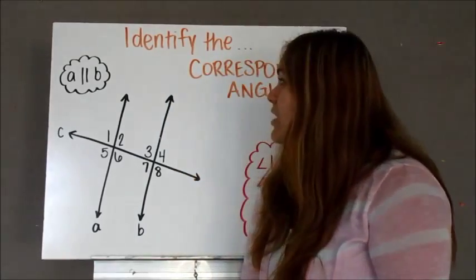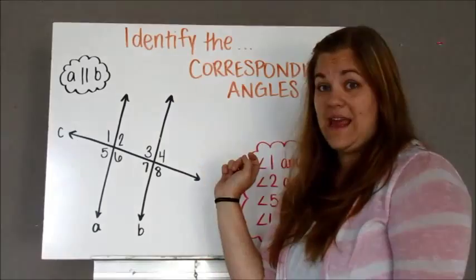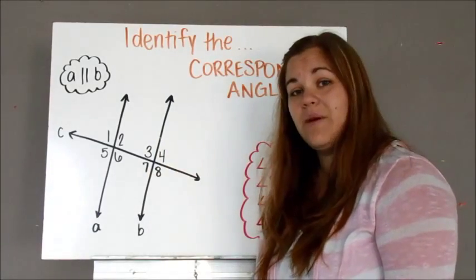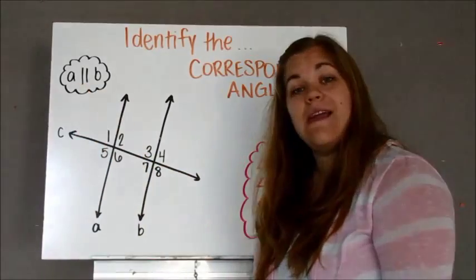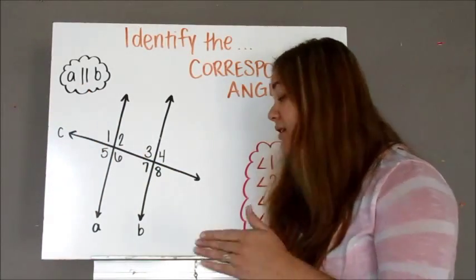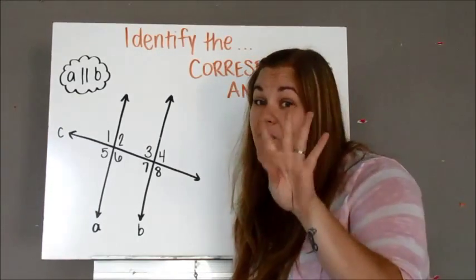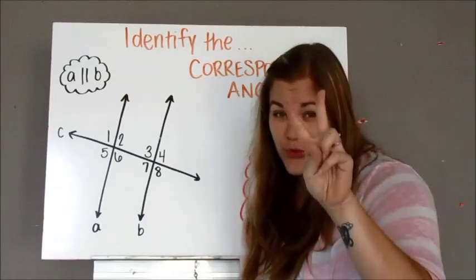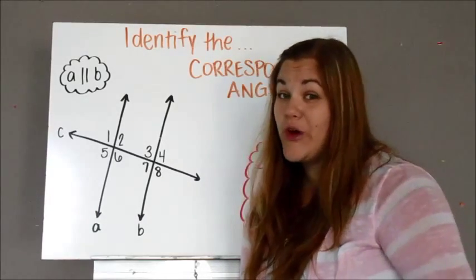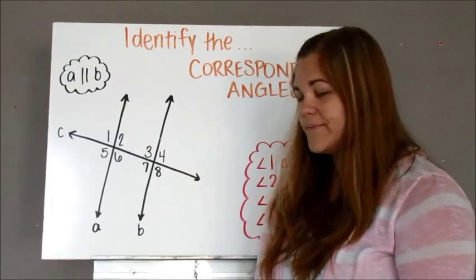So the first thing I want you to do is pause the video. I want you to identify the corresponding angles, looking at this set of parallel lines with the angles and knowing that A is parallel to B. Just name the angles that are corresponding. And I'll give you a hint. There are 4 different pairs. So that means there are 4 sets of 2 angles that are corresponding. So go ahead, pause the video, see if you can figure it out.